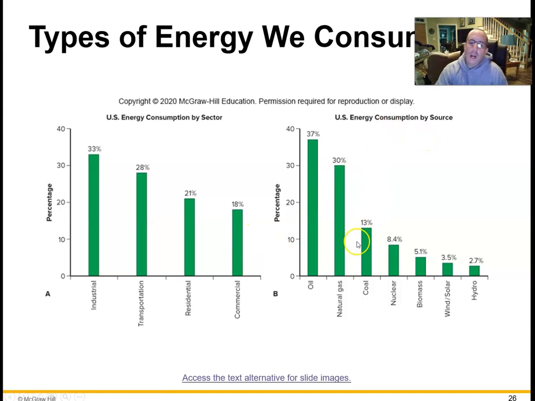And then over here, this is the kind of fuel that we're using. See, natural gas has jumped way up in the last couple of decades as compared to coal, which has dropped. Oil is still by far the biggest because of the transportation primarily. Nuclear is somewhat relevant here.